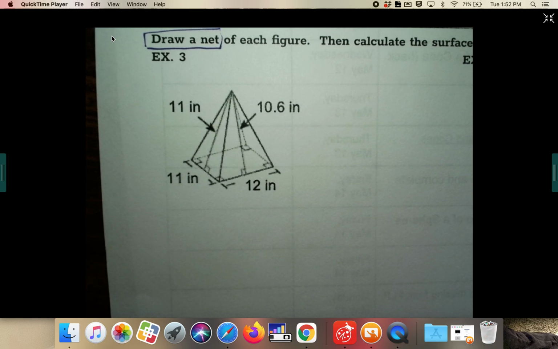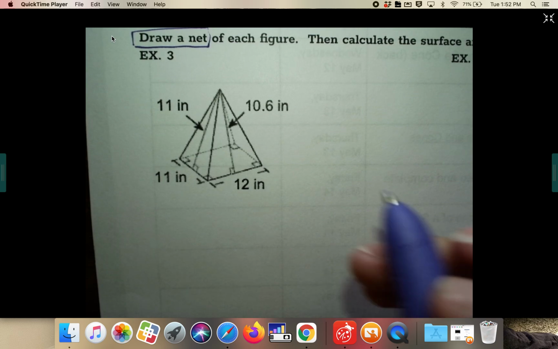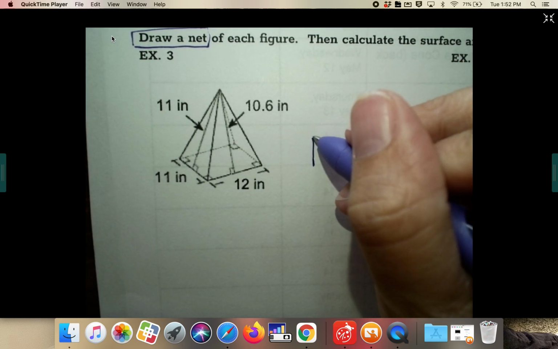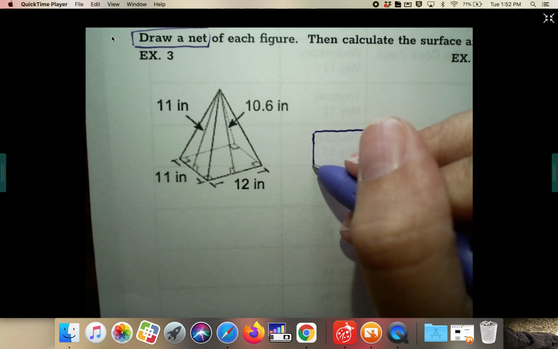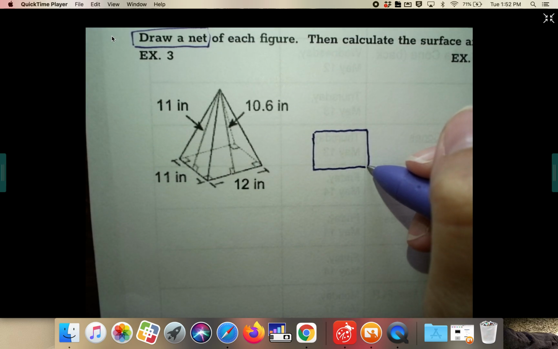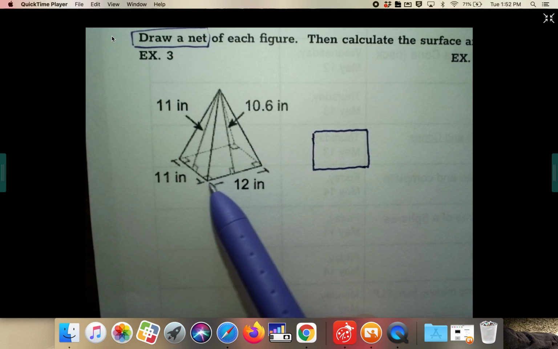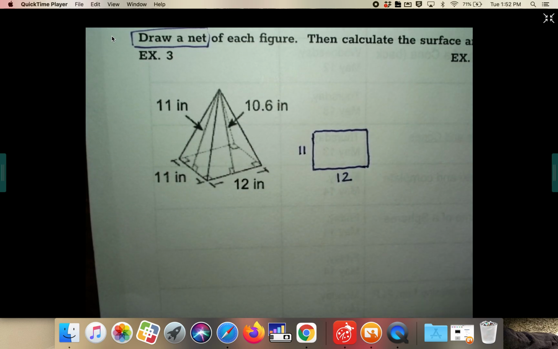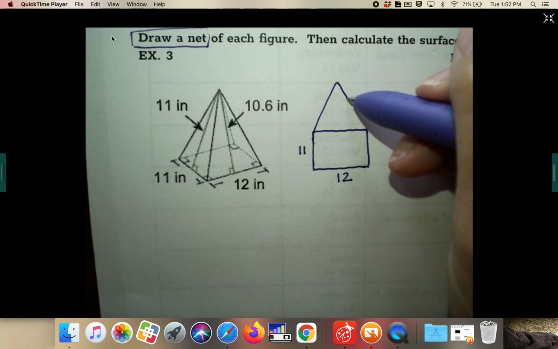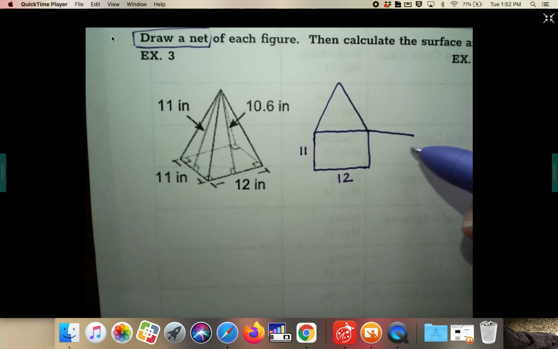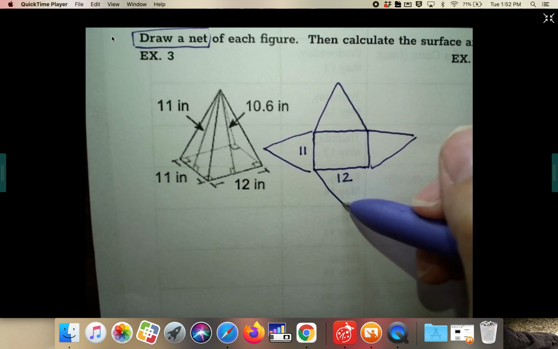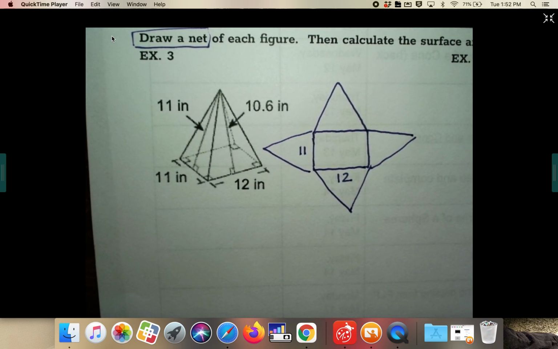Okay, if you're ready to check your work, or if you needed me to help you do it, this is actually a rectangular base. So I'm going to do one side just a little bit longer than the other because it is not a square base, it's an 11 by 12. So I'm going to put 11 by 12. And then off of each one, it's got these triangles, which are not drawn very well. So hopefully yours is drawn a lot better.